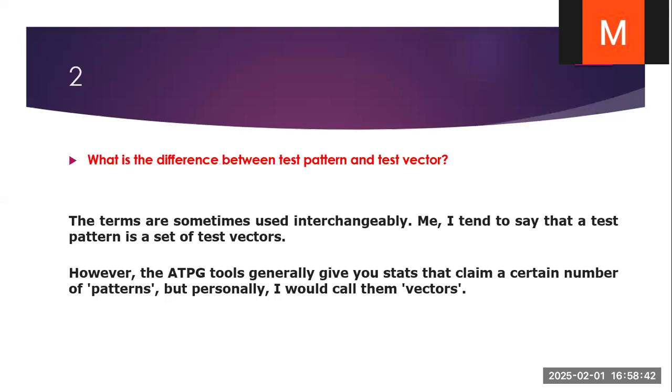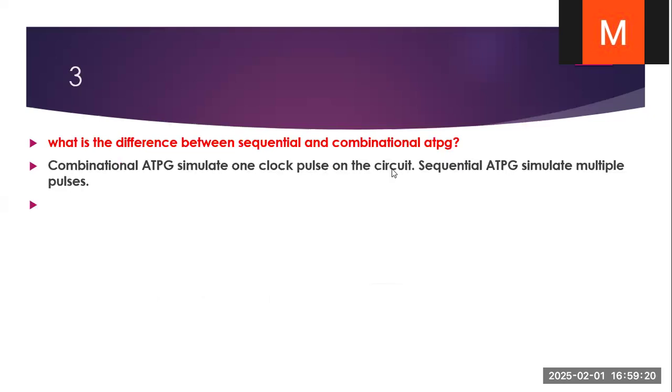Actually these two terms are interchangeable. I tend to say that a test pattern is a set of test vectors. Our ATPG tools generally give you stats that claim a certain number of patterns, but personally I would call them vectors. The term test pattern is used in ATPG testing and DFT. Test vectors are used in verification. Maybe those two are interchangeable.